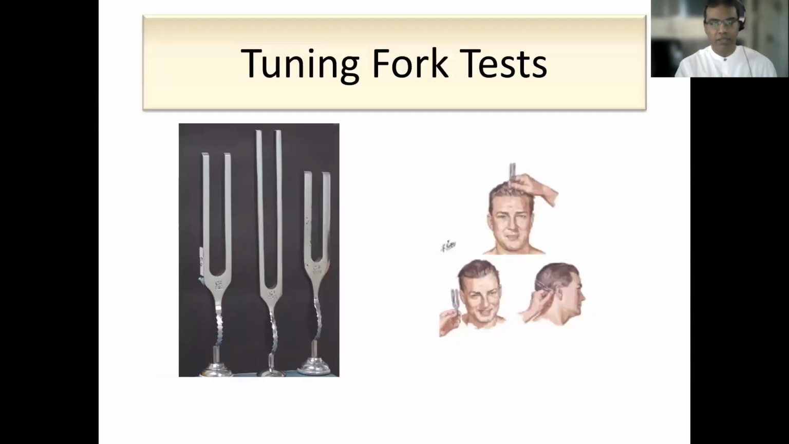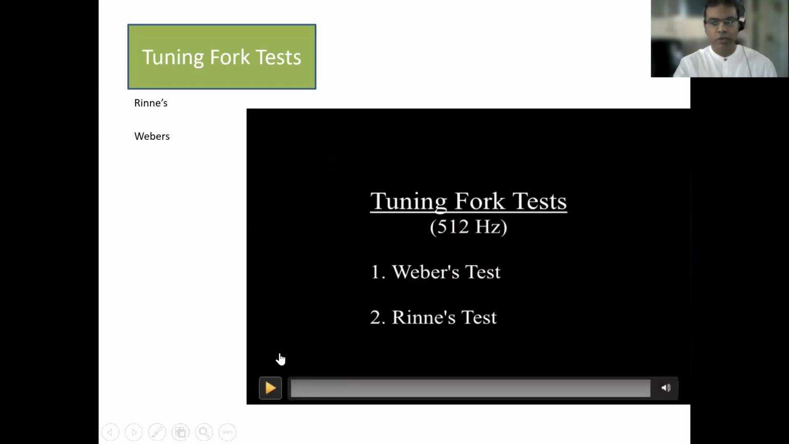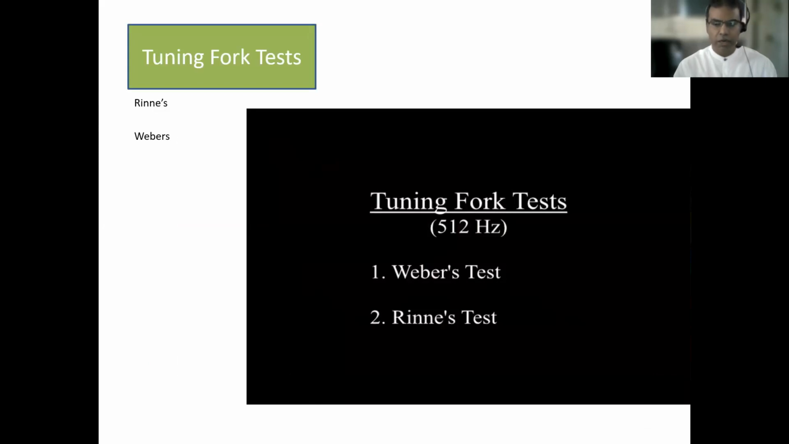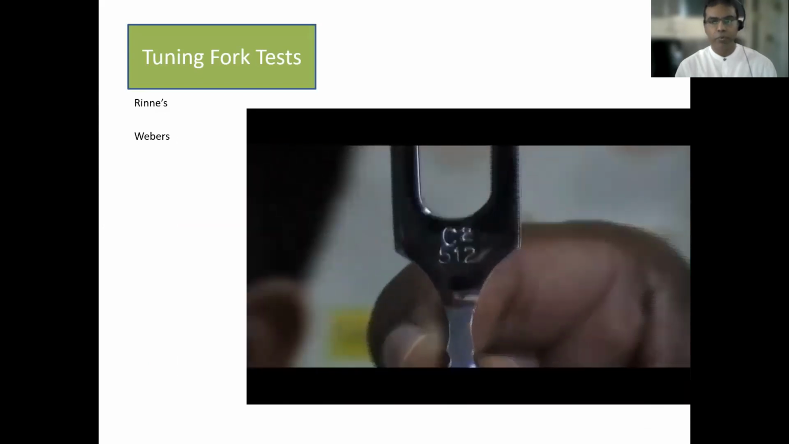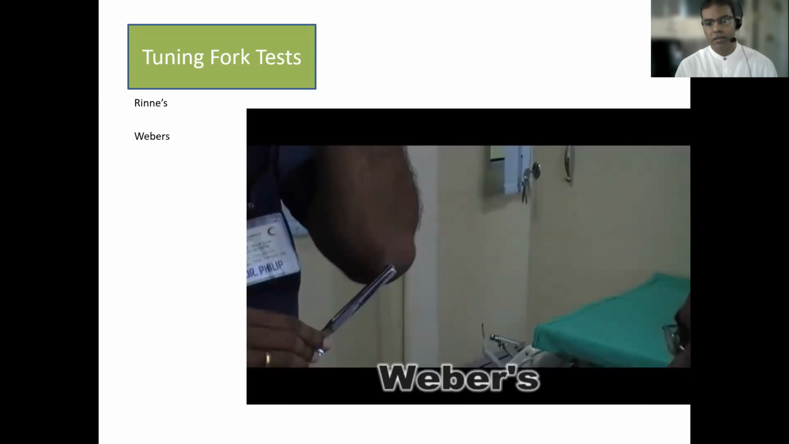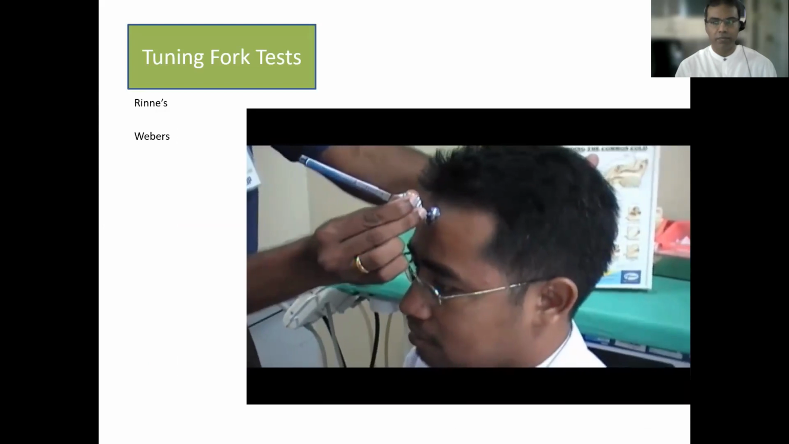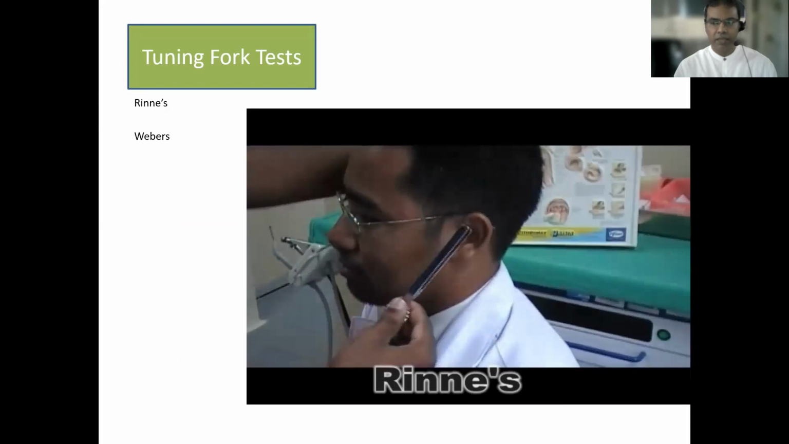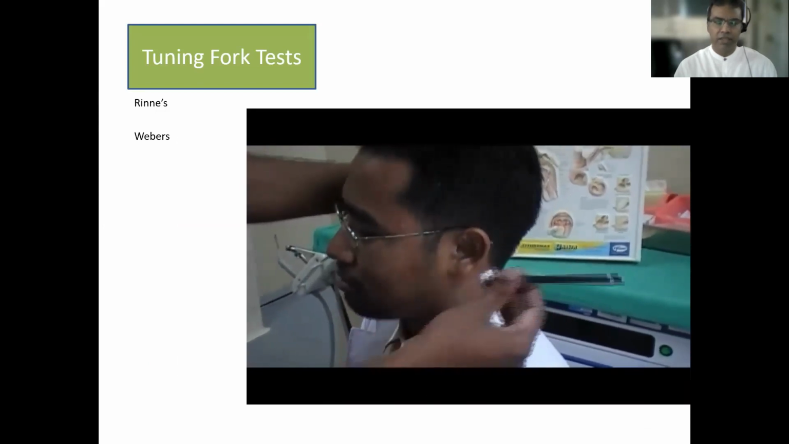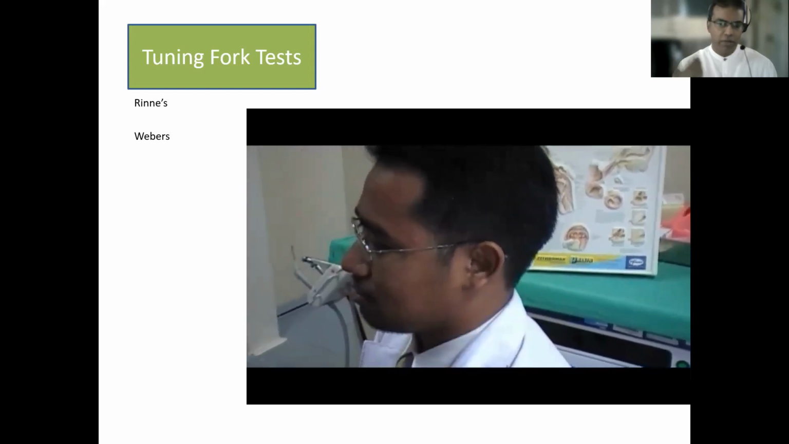Tuning fork test, we have the Rinne's and Weber's tests. Again, it is important to perform this test and to perform it correctly. Here is another video showing how the Weber's test and the Rinne's test are done. It is important to use the appropriate frequency tuning fork, and what we use is a 512 Hertz tuning fork. We ask the patient which side he hears louder, and then we do the Rinne's test. We ask him whether he hears louder when the tuning fork is in front or at the back.